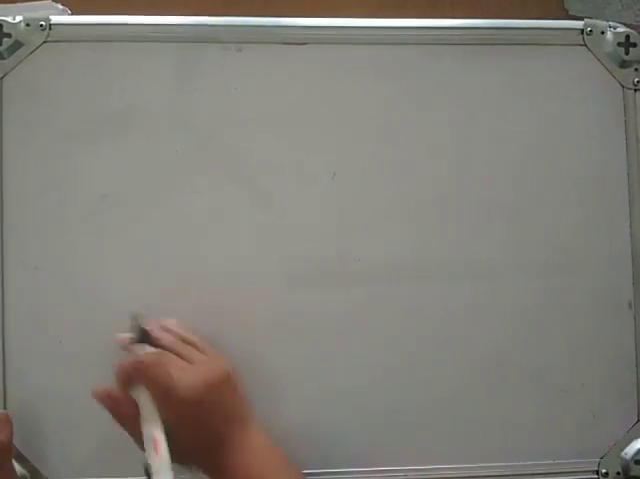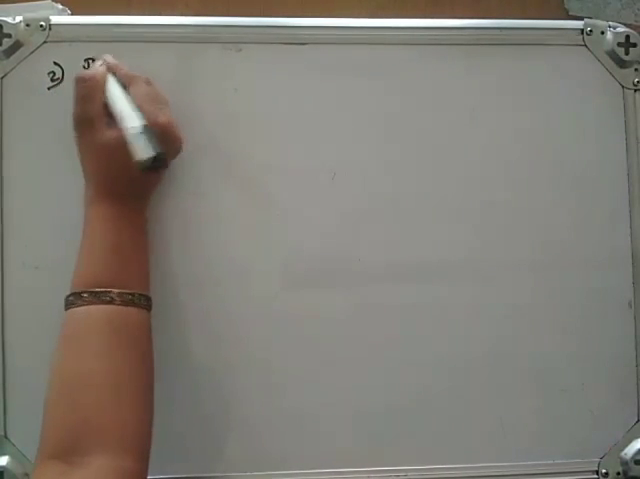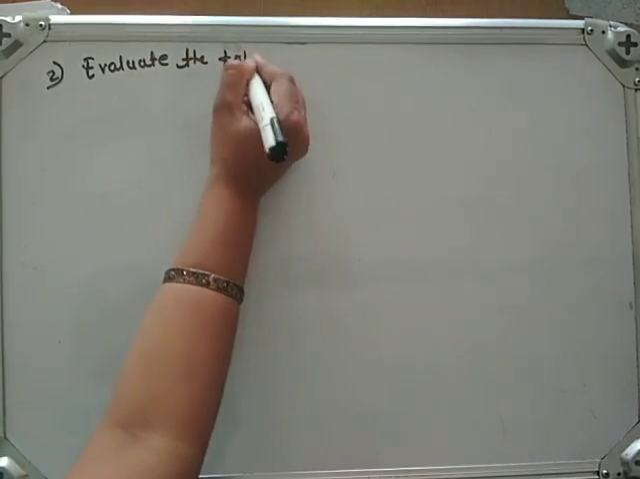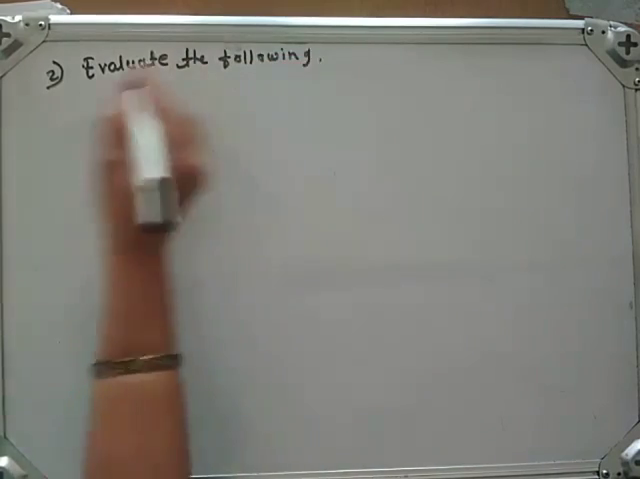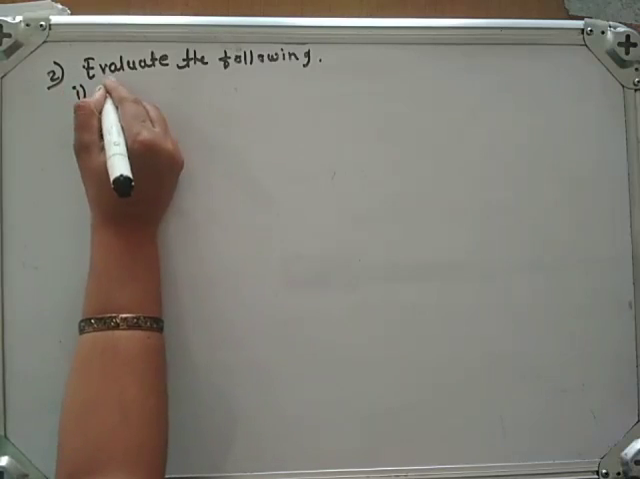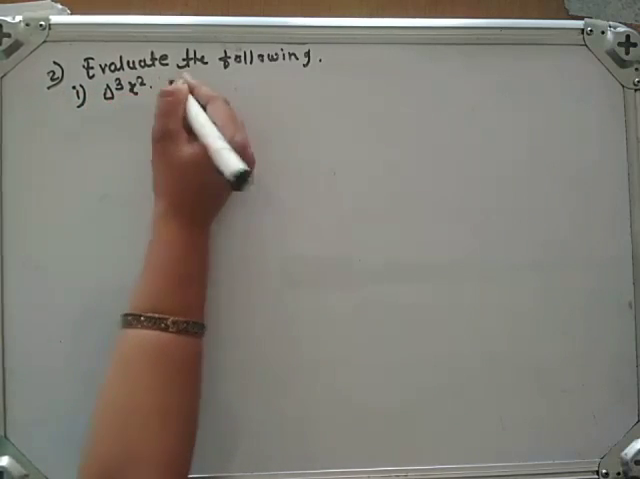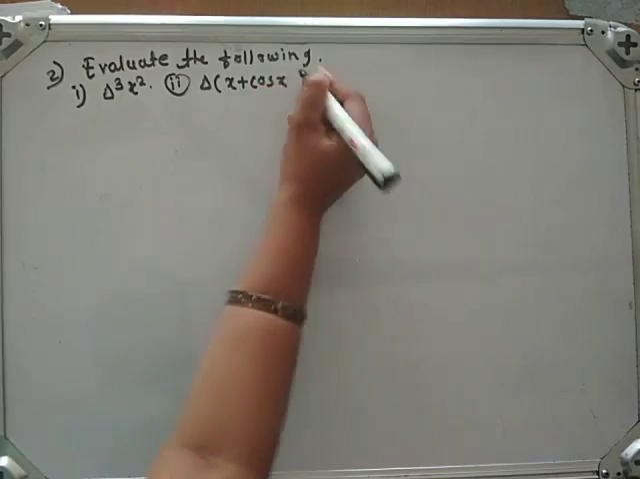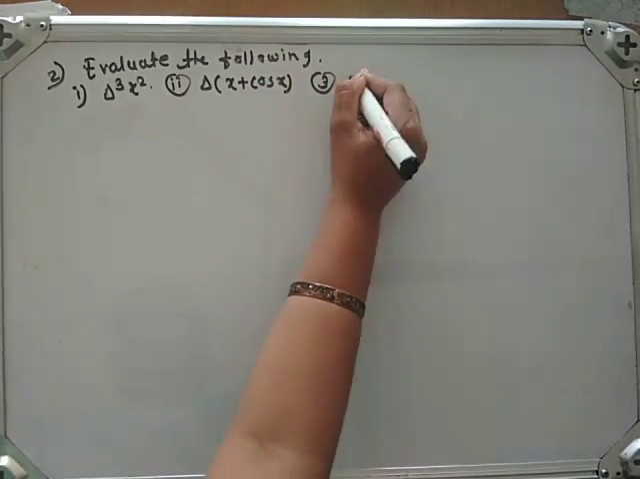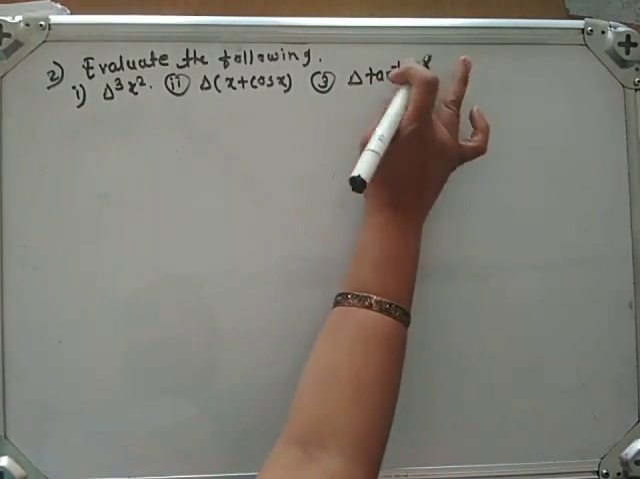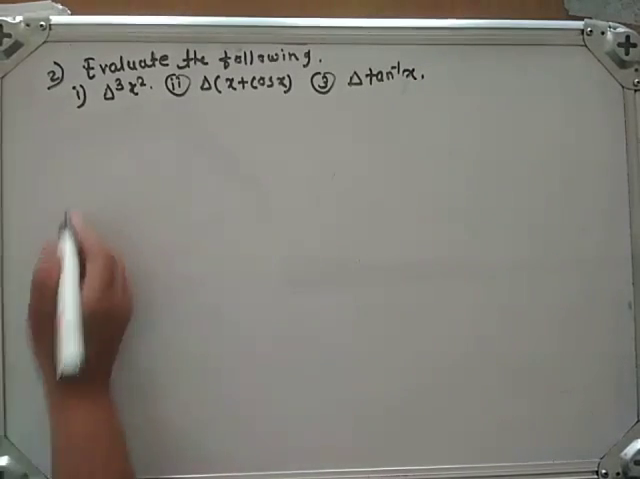Now let us take the second example. The second example is: evaluate the following. The first one is delta cube of x square. The second one is delta of x plus cos x. And the third one is delta of tan inverse of x. Here you can write tan inverse x. Okay. Let us see the solution.